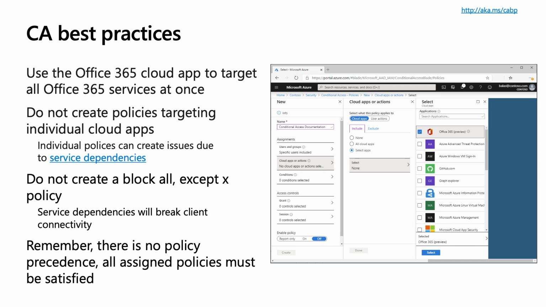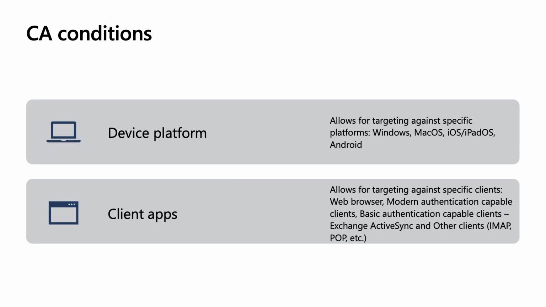The other thing to keep in mind is that unlike traditional on-premises firewall rules, conditional access policies don't have policy precedence. It is the combination of all policies that meet the conditions for that particular assignment that determine whether the user can authenticate or not. From a condition standpoint, I want to focus in this discussion on two particular conditions: device platform and client apps.